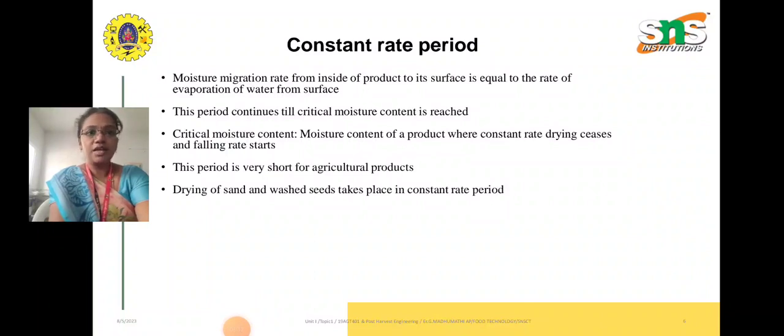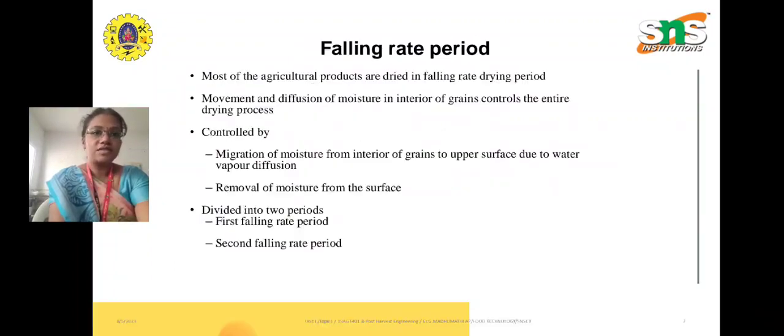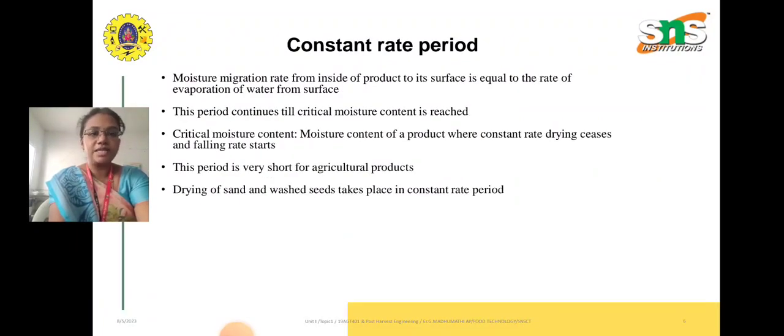As I told, critical moisture is nothing but the moisture content of any product where constant rate drying will stop and the falling rate will start. This is a very short period for any agricultural produce, and drying of sand and washed seeds mainly takes place in this constant rate period only.